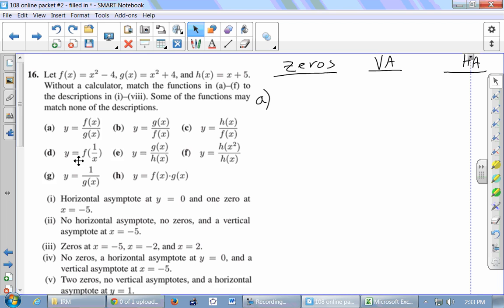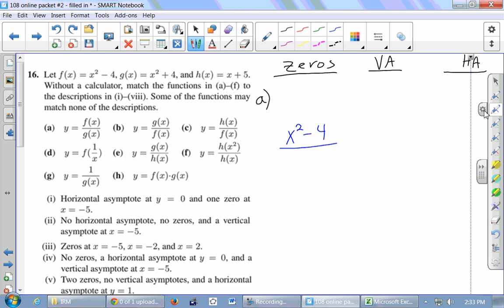Okay, so instead of trying to look at one of these and decide which of these is appropriate or the other way around, I'm just going to encourage you to find the zeros and vertical asymptotes and horizontal asymptotes for all of the functions in this list. So let's try the first one here, f of x divided by g of x. So first let's write what that function is down here. So f of x is x squared minus 4 divided by g of x, x squared plus 4.